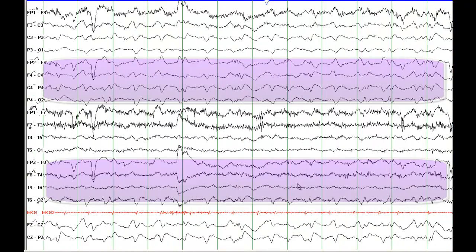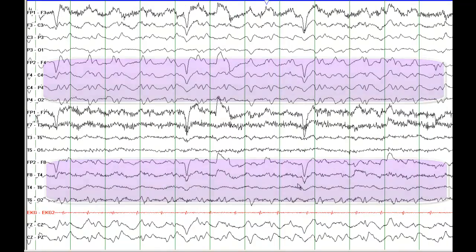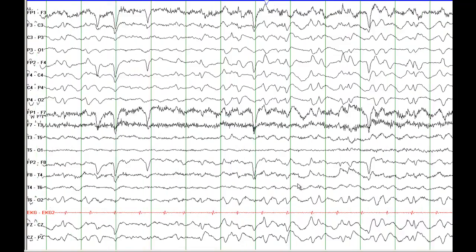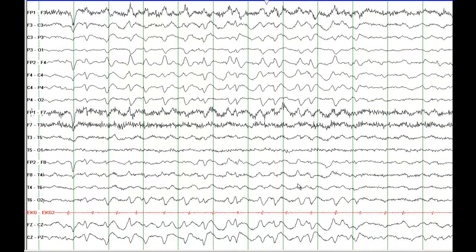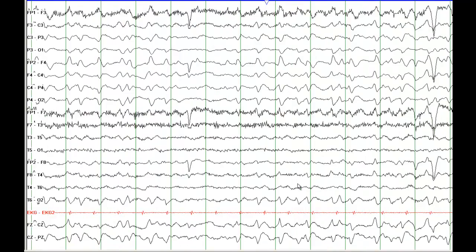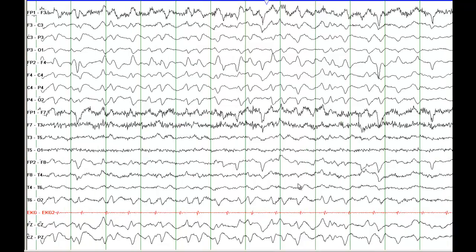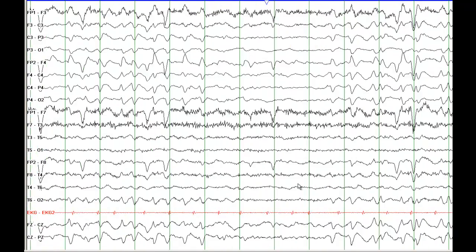So this person is having an electrographic seizure at this time. When the technologist tried to examine this patient, he was unable to respond, unable to follow commands. He was able to utter a few words, but had difficulty with comprehension. And this seizure went on until the end of the recording, 9 minutes later.